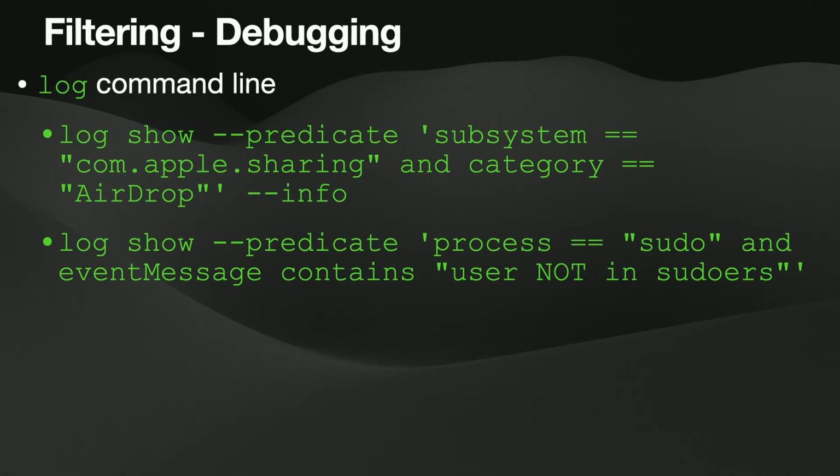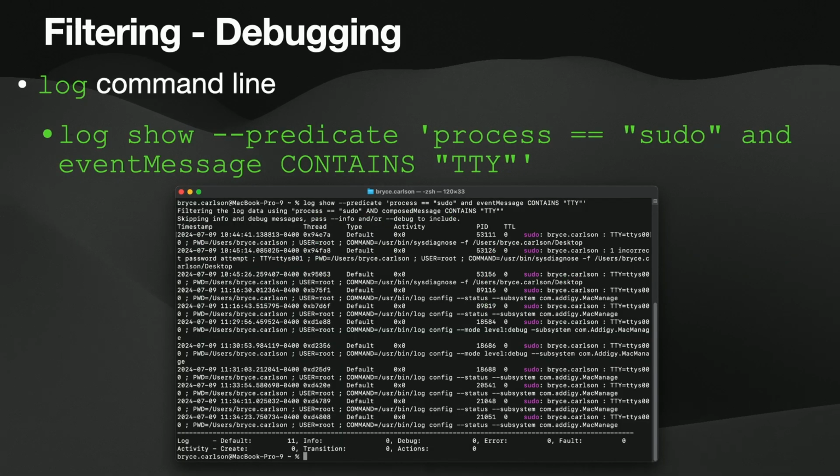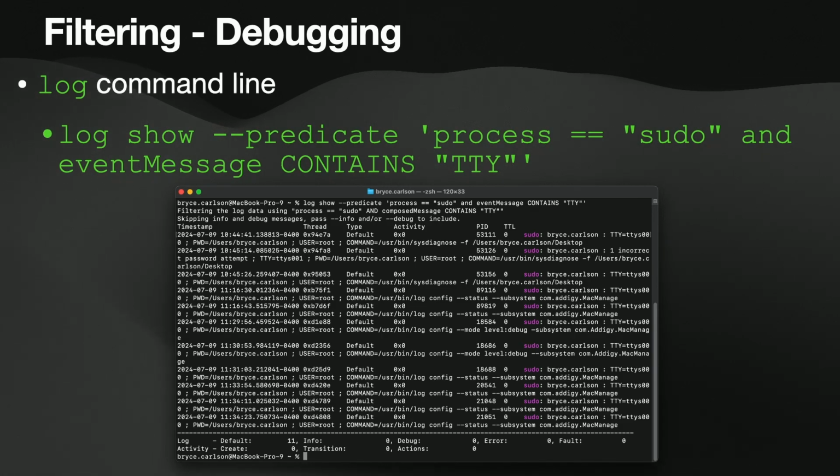Maybe you want to look for something that happened that was a little bit more nefarious. You could say, for the process of sudo, when a user's not in the sudoers file, and it would spit that back. In the same vein, if you want to look for when sudo was invoked and what command was run, you could say show predicate process of sudo and the event message of TTY, meaning that there was a command input and an authentication from the keyboard saying, yep, that's what took place. And then as you can see in the screenshot, maybe, maybe not, there's the command that was run then.